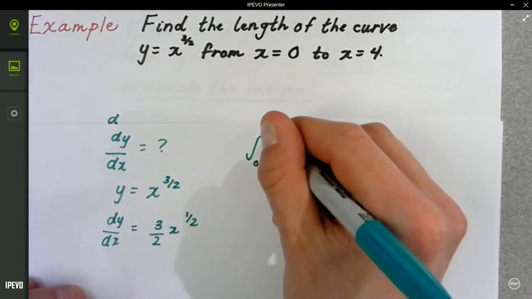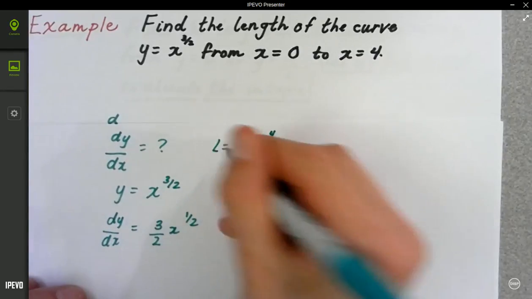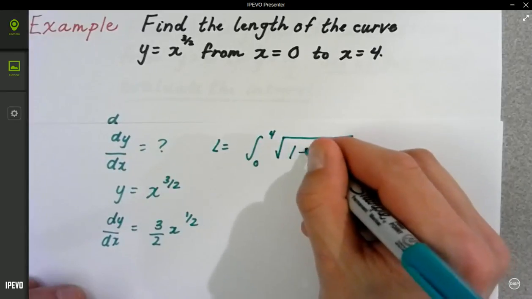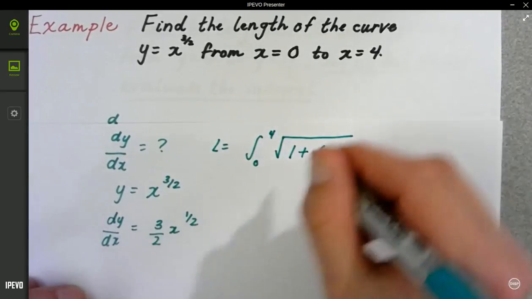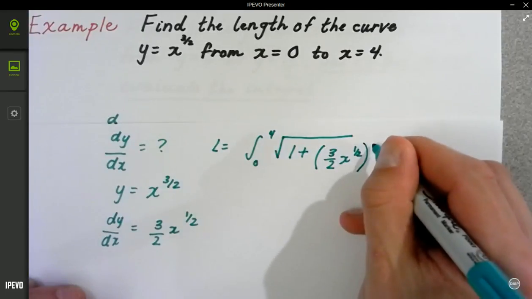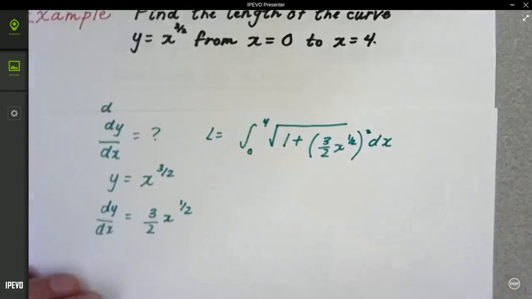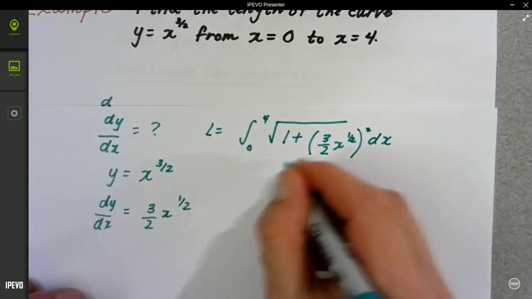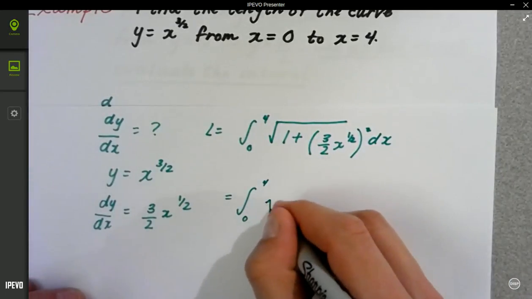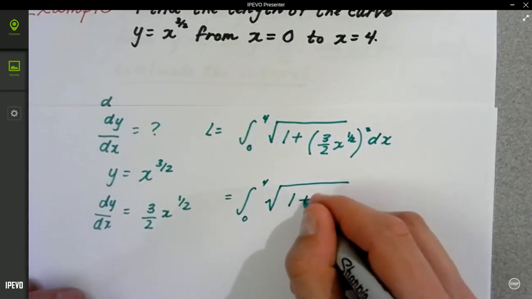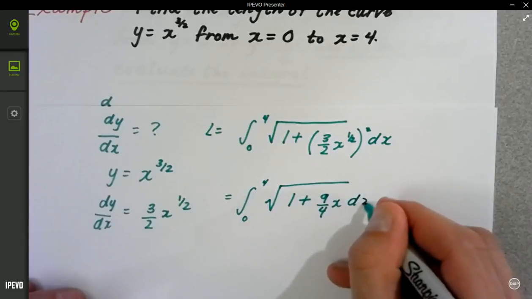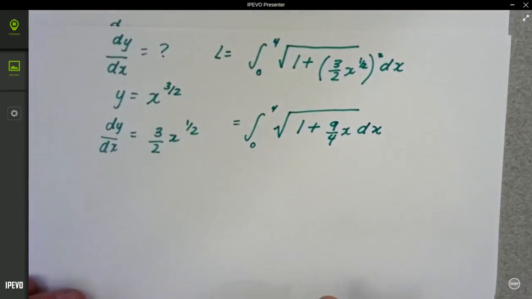From 0 to 4, that length is going to be equal to the square root of 1 plus dy dx, which is 3/2 x to the 1/2, all that squared, dx. Let's go ahead and simplify the integrand here. So we go from 0 to 4, and we're going to have the square root of 1 plus 9/4 x dx.